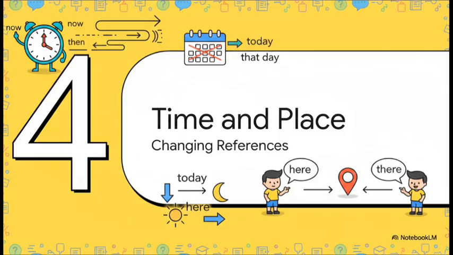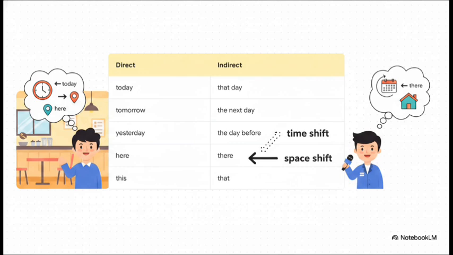Section 4: changing time and place. Just like tenses, time and place words have an expiration date. They express a sense of nearness to the original speaker. When we report them later, we have to adjust them to express distance. Think about it. If someone says they are doing something today, but you report it a week later, "today" makes no sense at all. It becomes "that day."